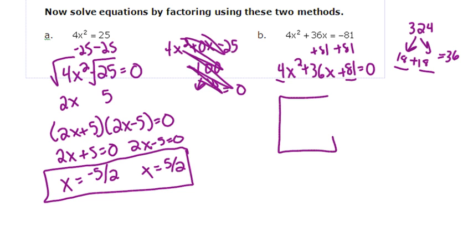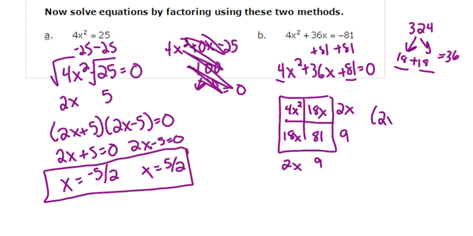So I make the box. 4x squared goes in the first one. My middle term splits into 18 and 18. And my last term is 81. Horizontally, 4 and 18, they're both divisible by 2, so I can take out a 2x. 18 and 81, they're both divisible by 9. Vertically, I can take out a 2x, and vertically here a 9. So I have 2x plus 9 times 2x plus 9 equals 0.